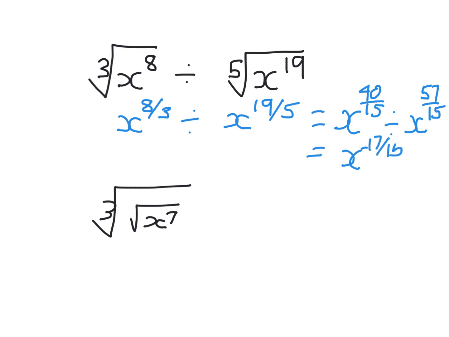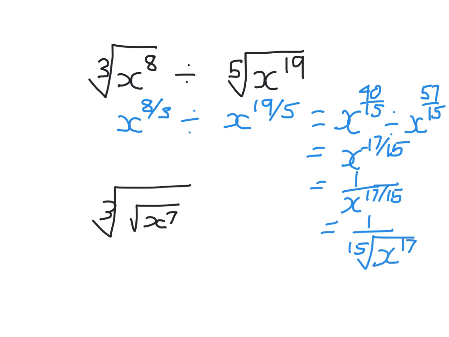So how would I turn a negative power like this into a radical? Well, we know from negative indices, we can just put it on the bottom of the fraction and write it with a positive power. So if I want to turn this back to a radical, it will be the 15th root, because 15's on the bottom, and what's on the top becomes the power. That's my final answer.